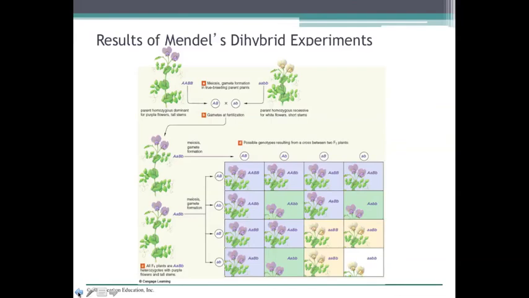Go to the yellowish and you'll see white tall. And you have 3 of them. And then finally you only have one that comes out like the original P generation, white short. So what you're looking at, the ratio 9 to 3 to 3 to 1. That is the ratio or percentage of the offspring that will exhibit each of those traits.